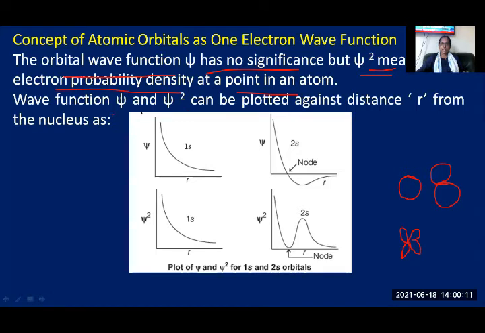Okay, so if we plot psi and psi square against distance we get a plot something like this. Look at this a little, because many problems are also based on this. So if you plot psi versus r for the 1s orbital, it looks something like this. For the 2s orbital it decreases, reaches 0, then increases in the other direction, and then slowly decreases again. The point where it crosses the x-axis is called a node, where the probability of finding the electron is 0.